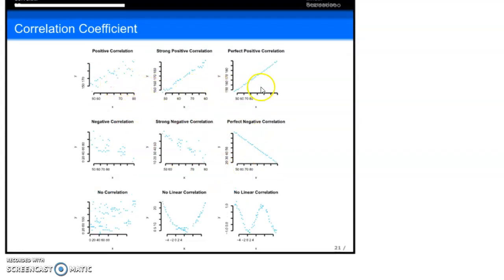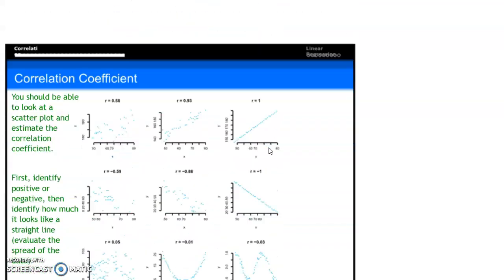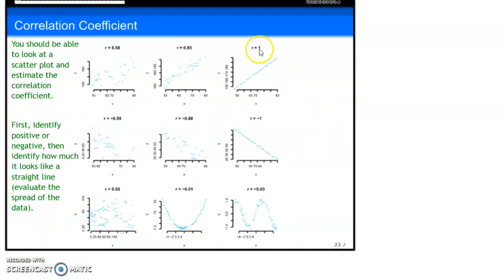Keep in mind that all of these are different types of correlations, so they should all have different numbers. For this situation, all of these positive correlations are positive R values. This one is 1 because it's a very perfect, strong correlation. This one is 0.93 because it's pretty close to a straight line, pretty close to a perfect line, but there is some variation. And this 0.58 is a little bit farther away from a tight correlation, so it does have a lower value. It's closer towards 0.